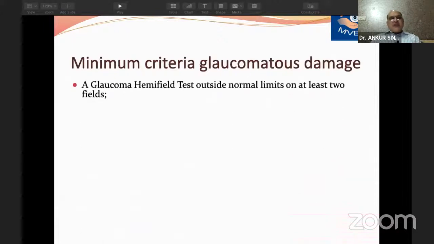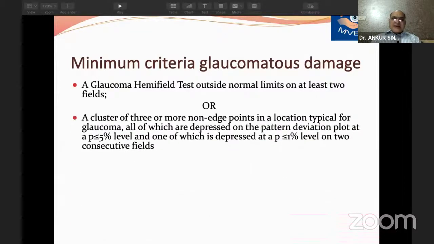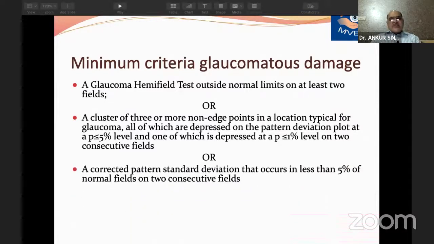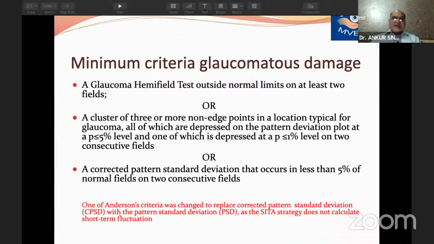Now we move on to the minimum criteria for the glaucomatous defects. The GHT has to be outside normal limits. There should be a cluster of 3 non-edge points having a p-value of less than 5%, one of which should be depressed by a p-value of less than 1%, in at least 2 consecutive visual fields. And a CPSD should be less than 5% in the original criteria, but now the CPSD has been replaced by PSD in the newer strategies.